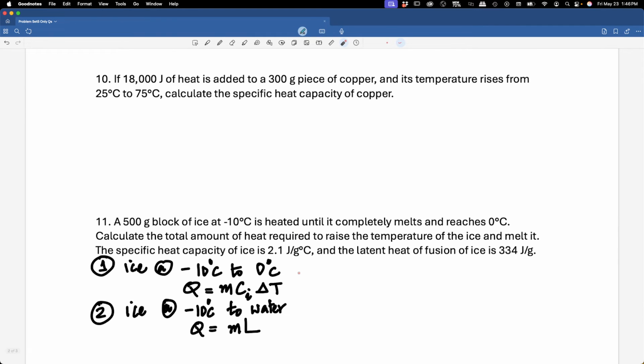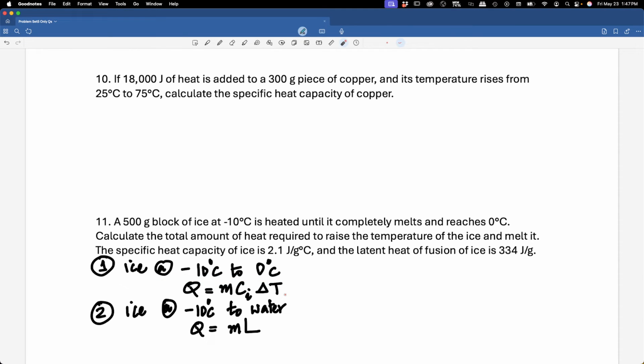The 11th question has 2 parts. If you read it, you see a 500 gram block of ice at negative 10 degrees Celsius is heated until it completely melts and reaches 0 degrees Celsius. So why are there 2 parts? Because when you start heating ice at this temperature, it will not melt. First, it has to reach 0 degrees Celsius. So that's why you have this first part here. Ice at negative 10 Celsius has to be heated to 0 Celsius.